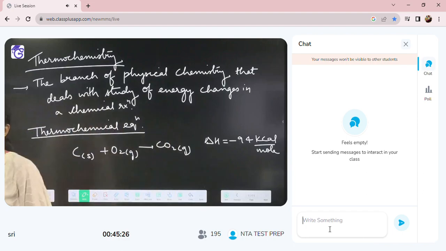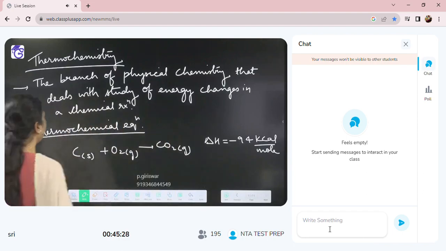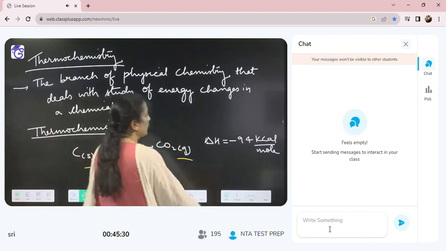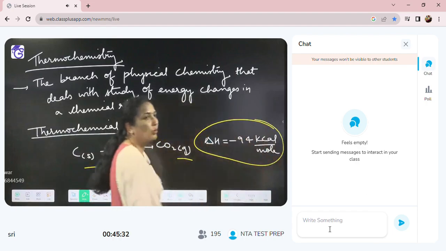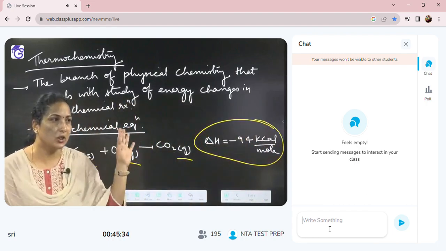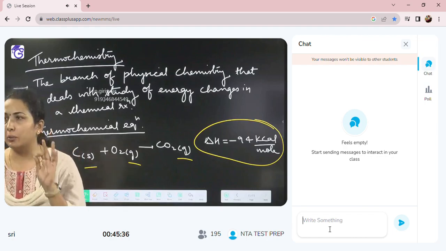I hope it is clear. I'm not writing the definition here. I made it very clear: physical state mentioned, along with that, whatever is the amount of heat absorbed or released should also be mentioned. That is only your thermochemical equation. Getting it?